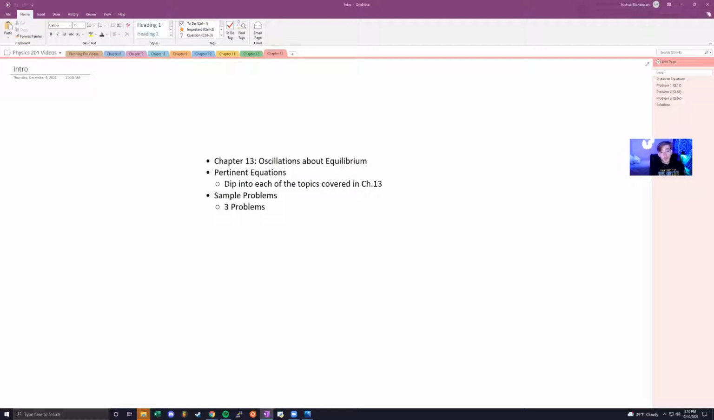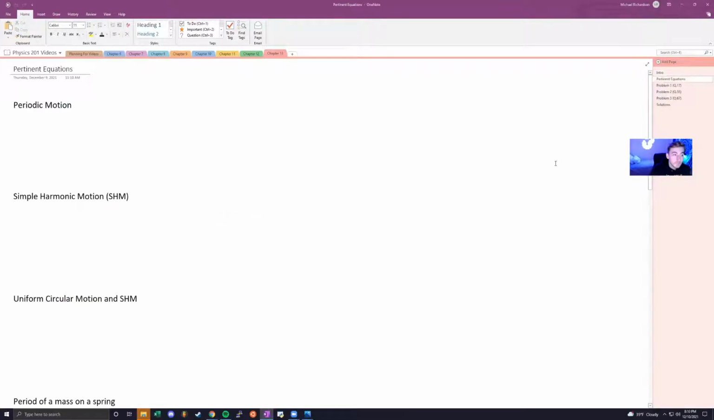Just as a forewarning, for anybody who did take extensive notes in my last few discussions, especially the one this past week, this is going to be very, very similar as far as the pertinent equations aspect. So feel free to skip to problem 1, 2, and 3. So let's get into it.